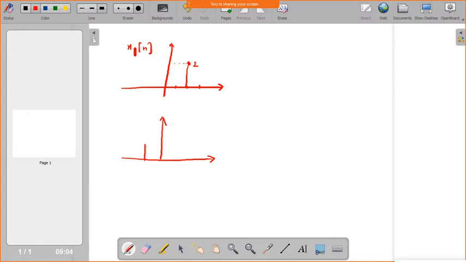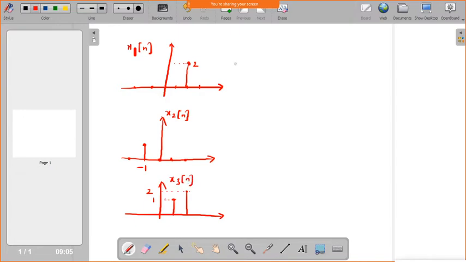x2 of n has a discrete impulse at -1, and all others are 0. So this is x2 of n. Similarly, x3 of n is given, which at 1 has an amplitude value of 1, and at 2 has an amplitude value of 2. So this is your x3 of n.